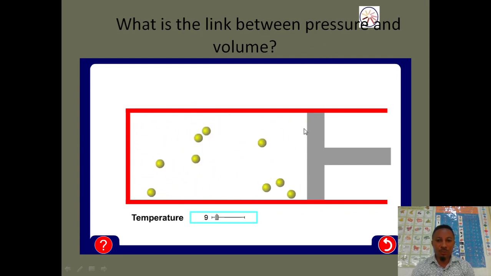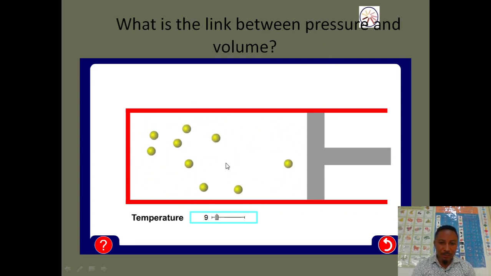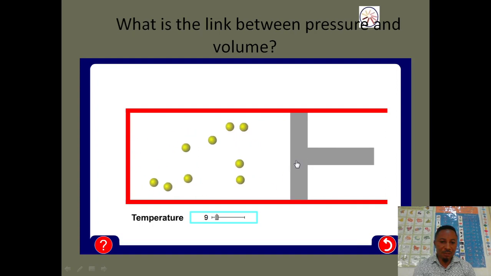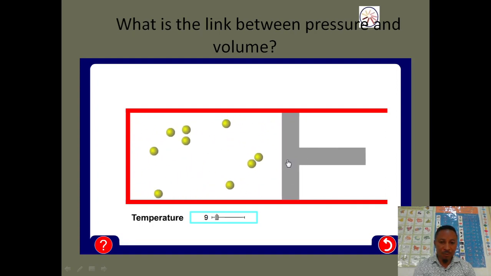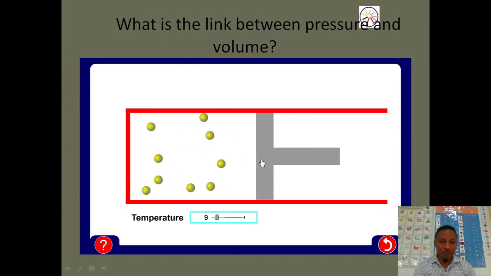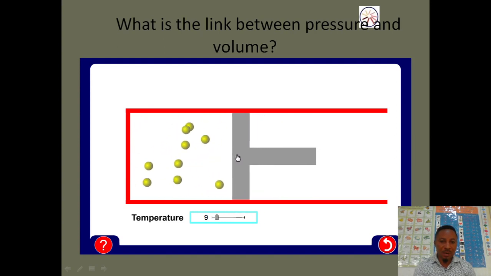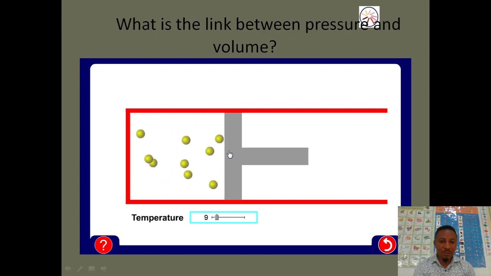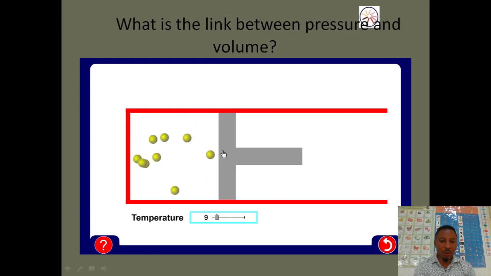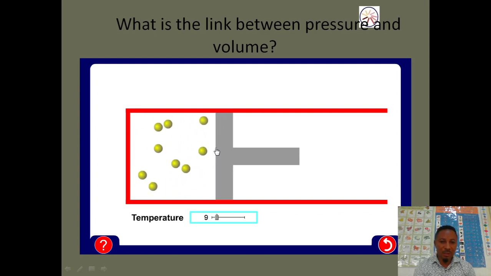Now, what's the relationship between pressure and volume? What will happen to the pressure inside when I decrease the volume? Okay, let's see what will happen. Let's try to decrease the volume and see what will happen. So notice that the temperature is maintained at 9 degrees. So what did you notice? All the particles are crowded together in a space, isn't it? So what did you notice about their movement, their kinetic energy? Are they faster or slower? Of course they are faster, sorry. Yeah, they are faster here.